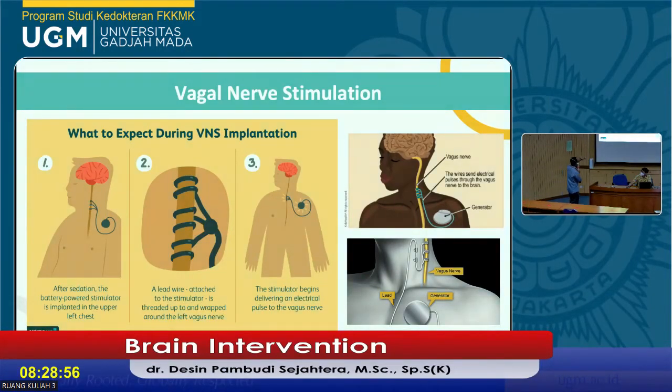This one, figure 1, is the VNS with the generator put under the skin, and a small wire attached to the patient's vagal nerve. But the VNS has a limited battery life, maybe 6 months. So every 6 months, the patient is operated on again only to change the battery.